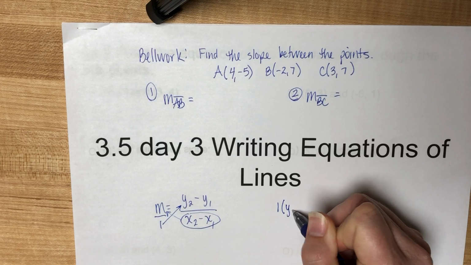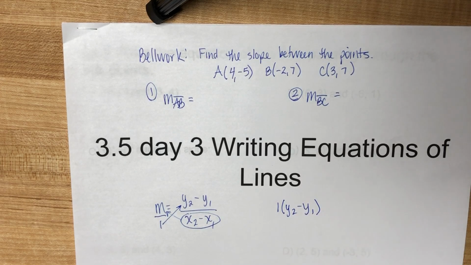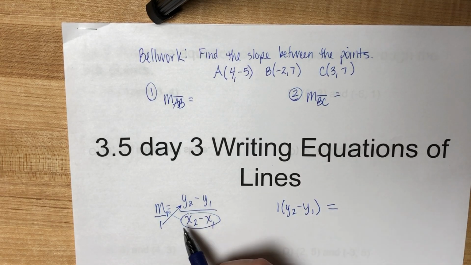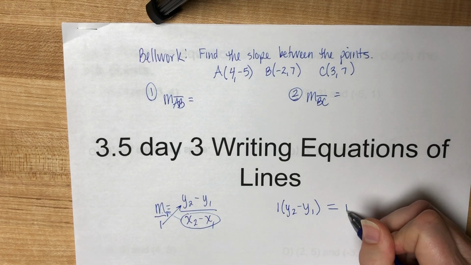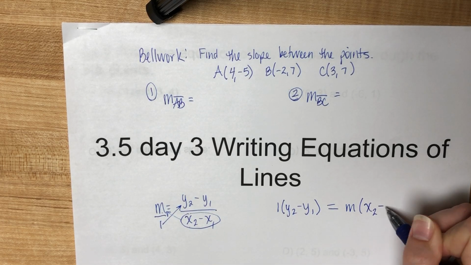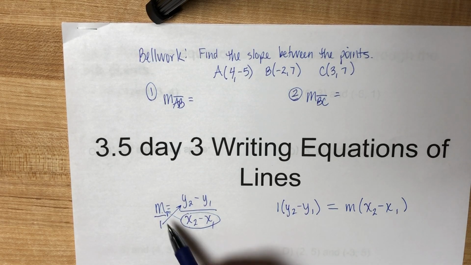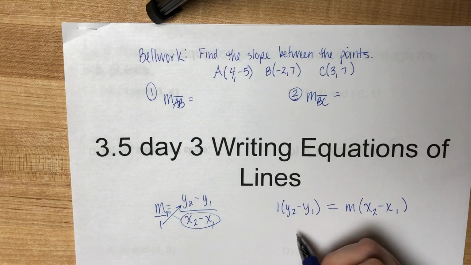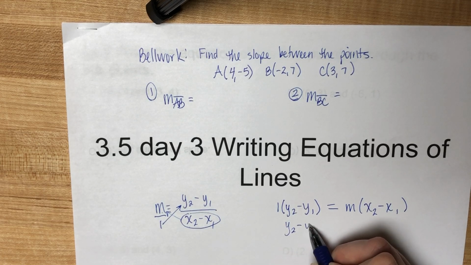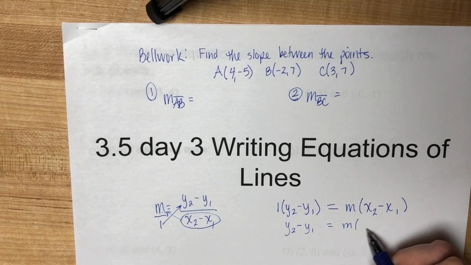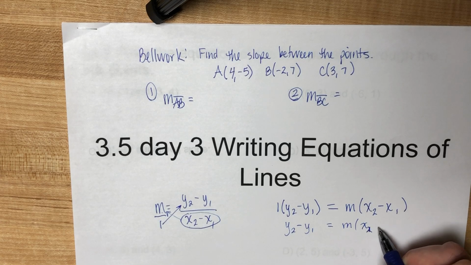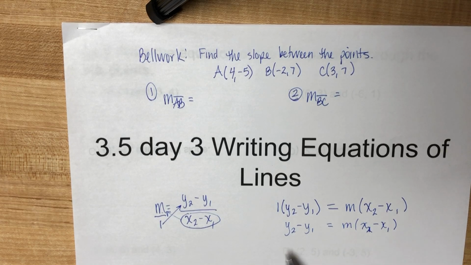1 times my numerator, y2 minus y1, is going to equal my denominator times m, or m times x sub 2 minus x sub 1. All I did was rearrange this formula. Now, I don't really need to multiply by 1, so it's really just y sub 2 minus y sub 1 equals m times my quantity, x sub 2 minus x sub 1. Ladies and gentlemen, this is point slope form. This is the form that we're going to be using today to help us write equations of lines.